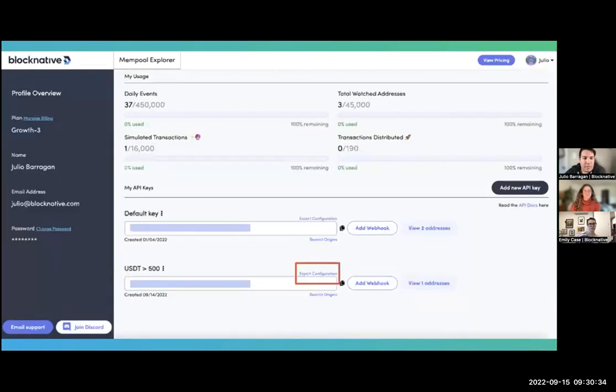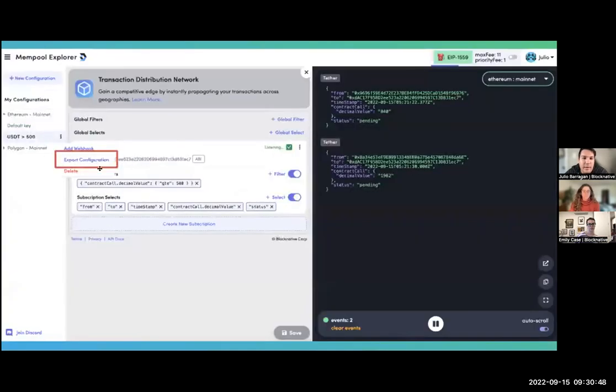There are some other really interesting things you can do. So if you're a developer, you can also export your configuration as a JSON for whatever project you might be building. And that can be either done through this settings page, or everything is accessible also from the homepage of Mempool Explorer. It's just on the left-hand panel.